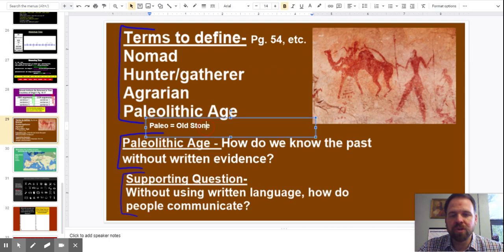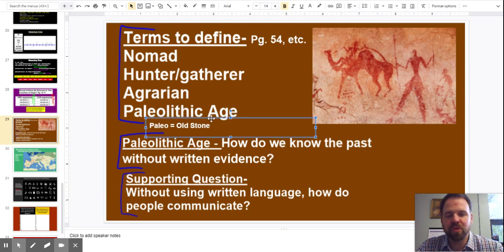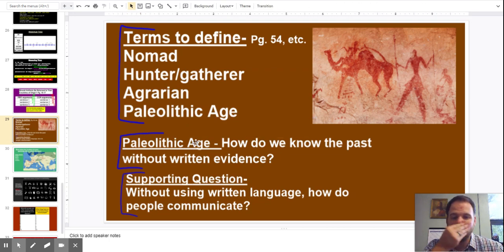Okay, real quick to wrap this up, these two questions at the bottom, we're just going to wrap these together. As far as you all writing them, you don't even really need to write them unless you really wanted to, just jot this first one down because it kind of goes together with what we have been discussing here in class. But basically, the question says, how do we know things about the past without written evidence or without written language? How did people communicate? Well, let's put them together.